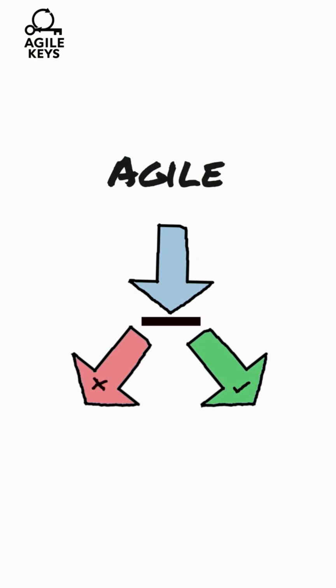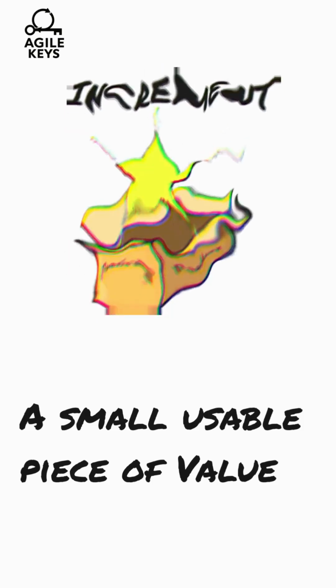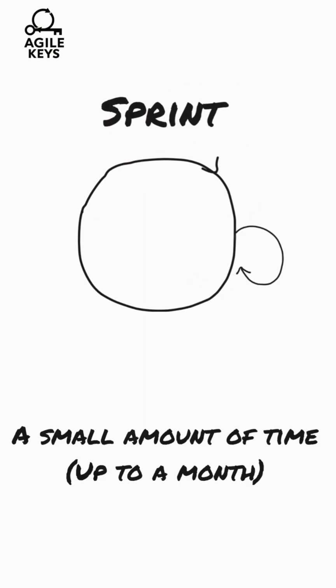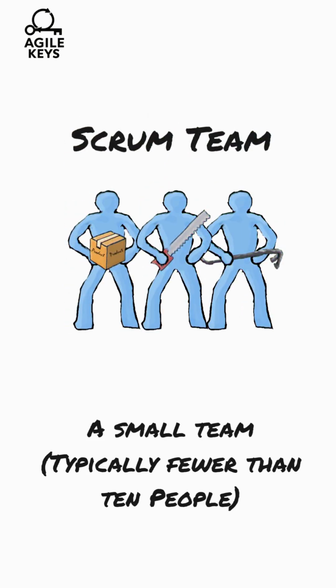Scrum is an agile framework helping you to mitigate risk and change direction when you need to. The purpose of Scrum is to build a small piece of usable value called the increment. Scrum keeps it small by only allowing you to build it in a small amount of time, called the sprint. With a group of people who have all the skills to build the increment, the Scrum team.